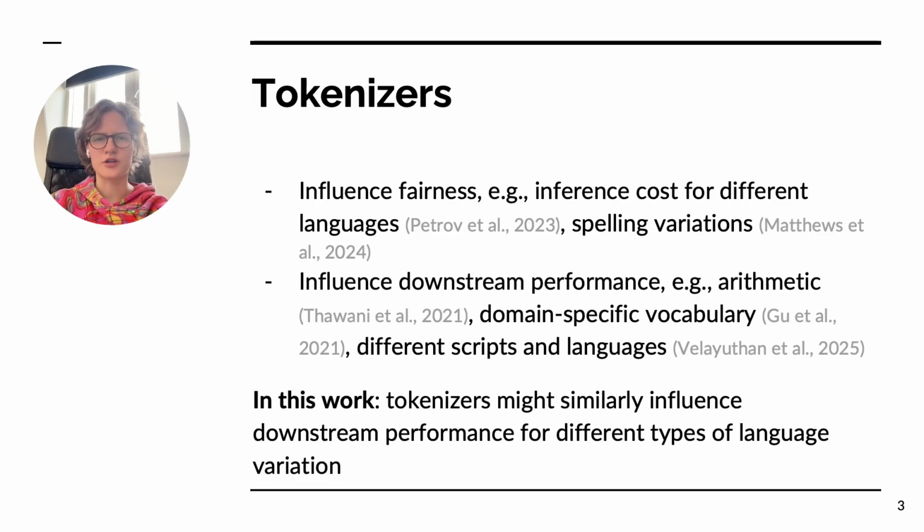There's been a lot of work on tokenizers that have found different things. For example, that the choice of tokenizer can influence the fairness of a model in terms of varying inference costs across different languages or spelling variations. And tokenizer choice can also influence downstream performance. For example, in arithmetic tasks, when working on a domain with specific vocabulary, or across different scripts and languages.